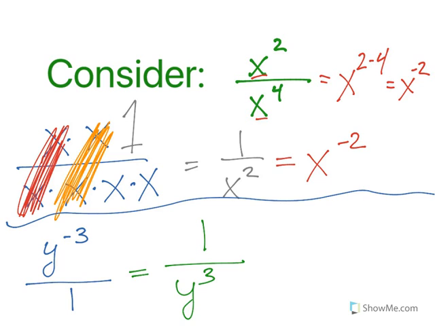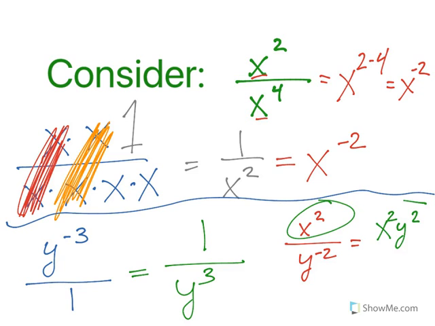That works the same if it starts in the denominator. So maybe I had x squared over y to the negative 2. Well, now I have a fraction. My negative exponent is in the denominator. Well, to get rid of that, I want to put it in the numerator. Well, x squared already has a positive, so it's going to stay there. So this would simplify to x squared, y squared.